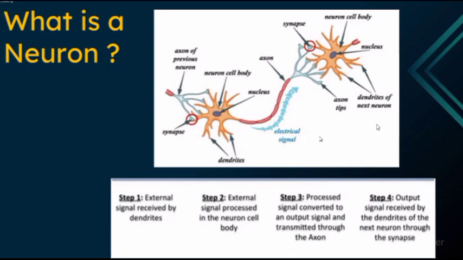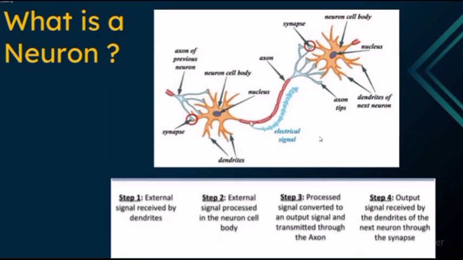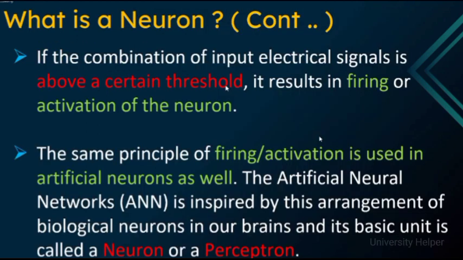So if the next data has arrived, that can be facilitated with the connection of this synapse. The synapse is what makes the connection. If the combination of input electrical signals is above a certain threshold, then it gets triggered. You might be confused about how it gets triggered. It's not the case that any data can be triggered and executed. There's a threshold. Threshold means there's a limiting value.